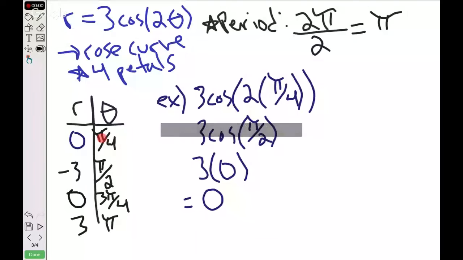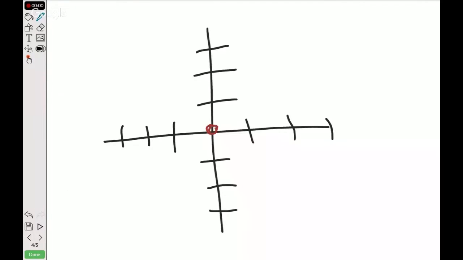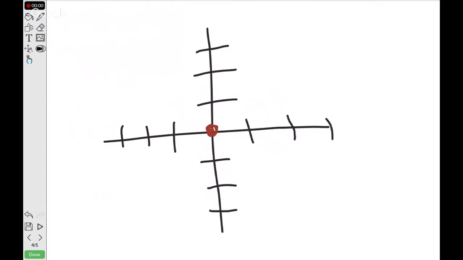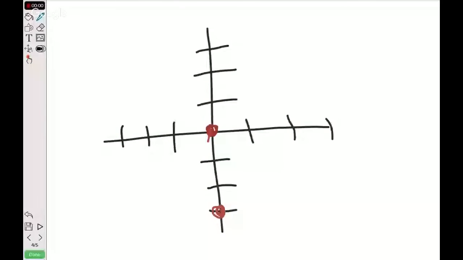So r of 0, angle of pi over 4, well, that's just going to be the origin. There's my first point. My next point, I have left 3, pi over 2. So remember, I stressed to you guys that this means 90 degrees from wherever you're starting at. So if I'm on the left side, 90 degrees counterclockwise. So I'd go 1, 2, 3, left 3. 90 degrees from here puts me down here. So I have a point, I can add right there. And that's going to be my first petal.